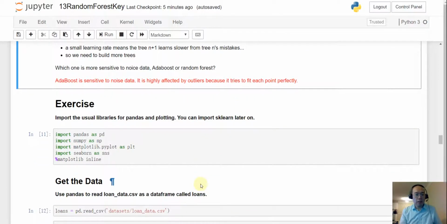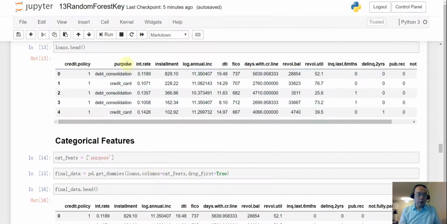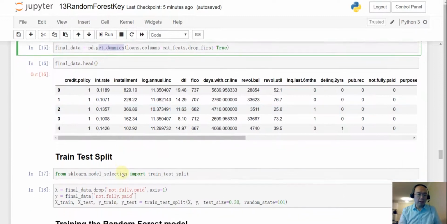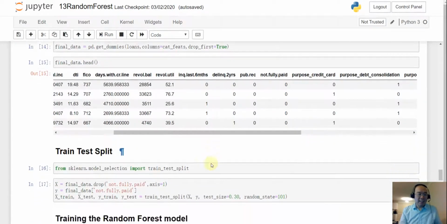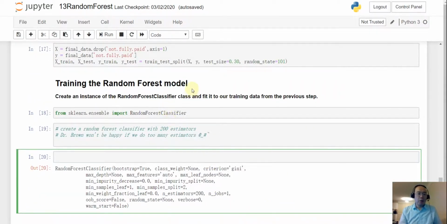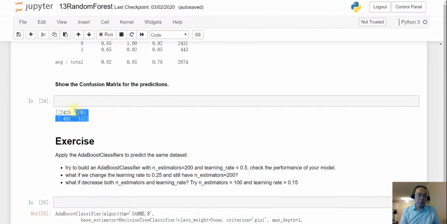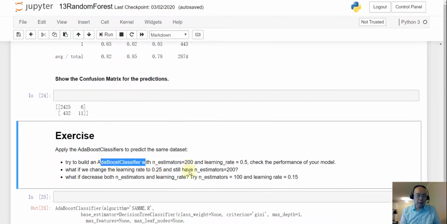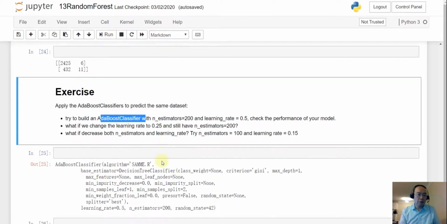For the next part, we are going to use the loan data as an example again. We know that purpose is a categorical column, and we want to get dummies so that we apply the one-hot encoder. After that, oops, I shouldn't show you the answer key. After that, you should make a random forest model, evaluate the performance and show the confusion matrix. Then you create another AdaBoost classifier, do the same thing again and compare the performances of those two.